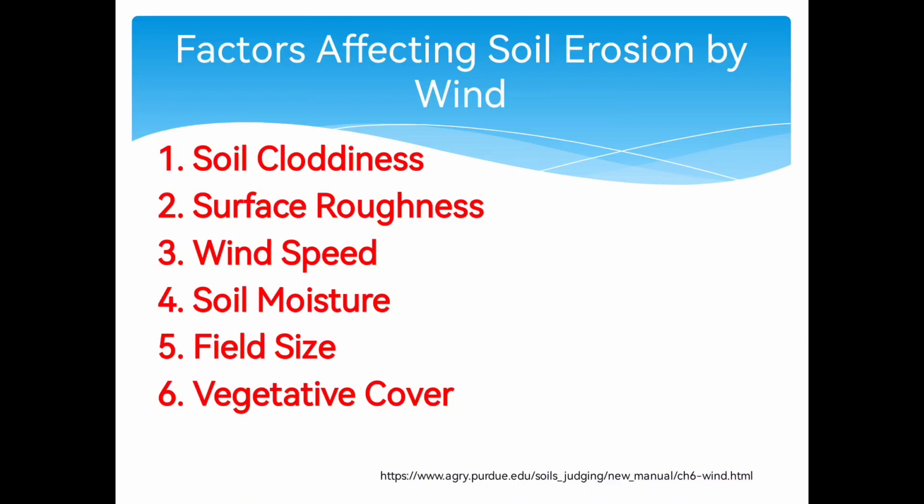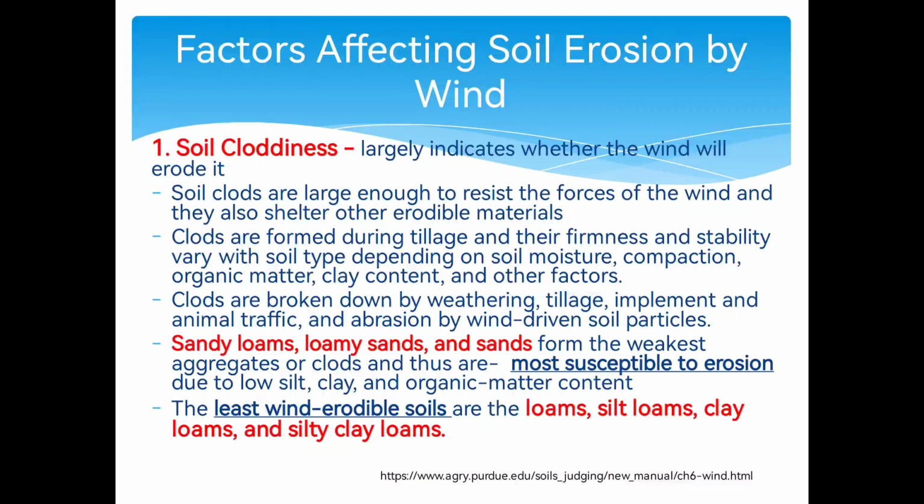And these are also the factors affecting soil erosion by wind. So we have here soil cloudiness, surface roughness, wind speed, soil moisture, field size, and vegetative cover. Soil cloudiness. Ano nga bang ibig sabihin ng soil cloudiness? Ito ngayon yung factor which largely indicates whether the wind will erode the soil. Soil clouds are large enough to resist the forces of the wind, and they also shelter other erodible materials.